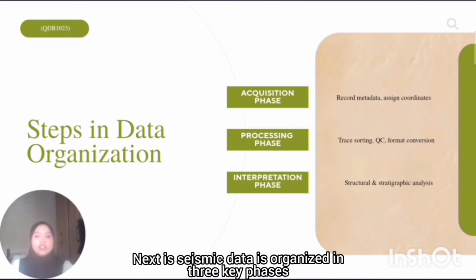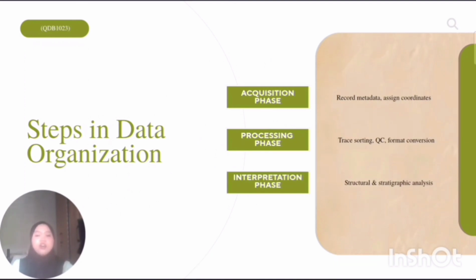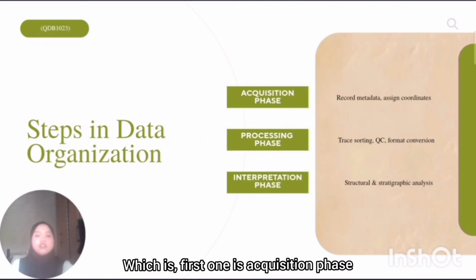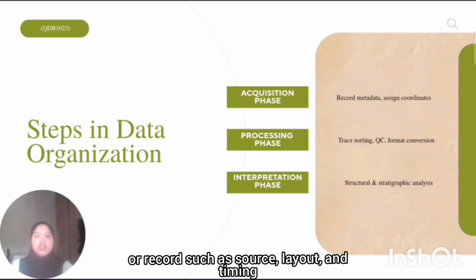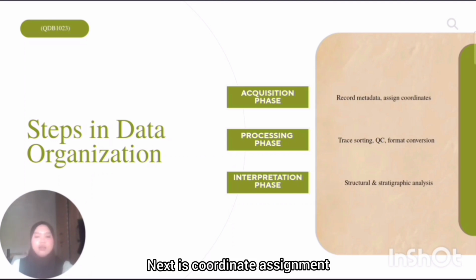Next, seismic data is organized in three key phases, the first one is acquisition phase. In the acquisition phase, there is metadata recording, which logs field info or records such as source, layout, and timing. Next is coordinate assignment, where they assign GPS or UTM to all sources and receivers.